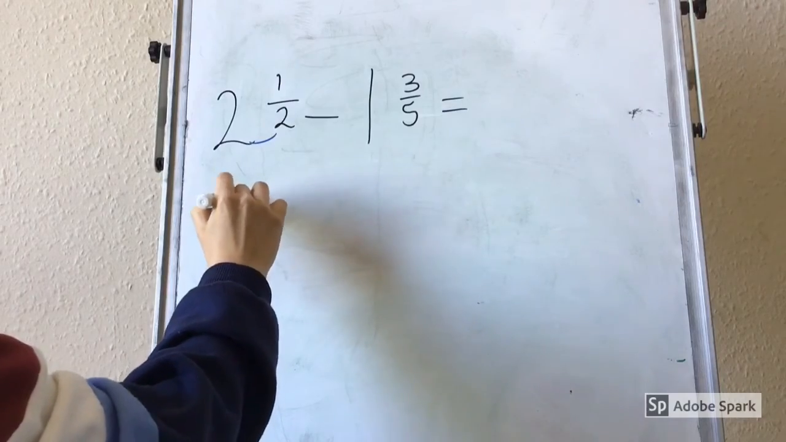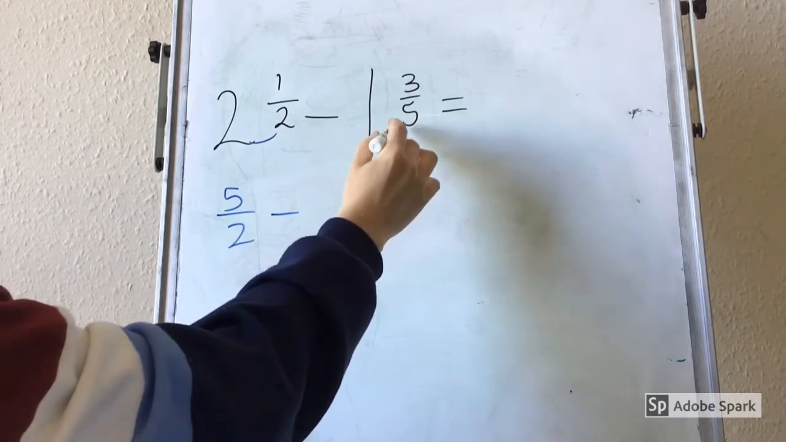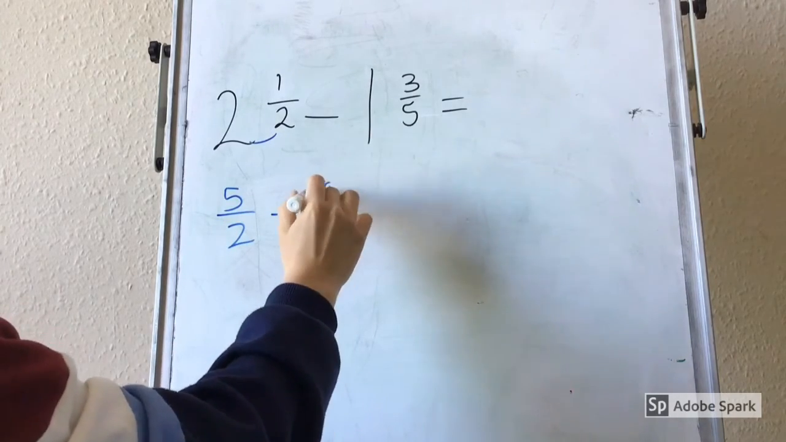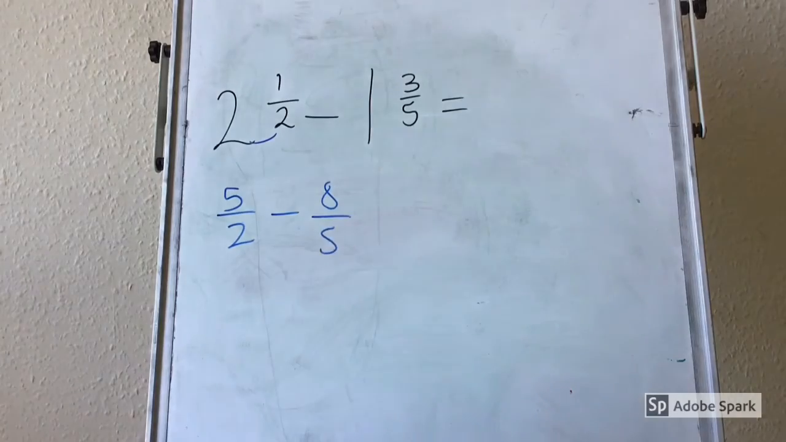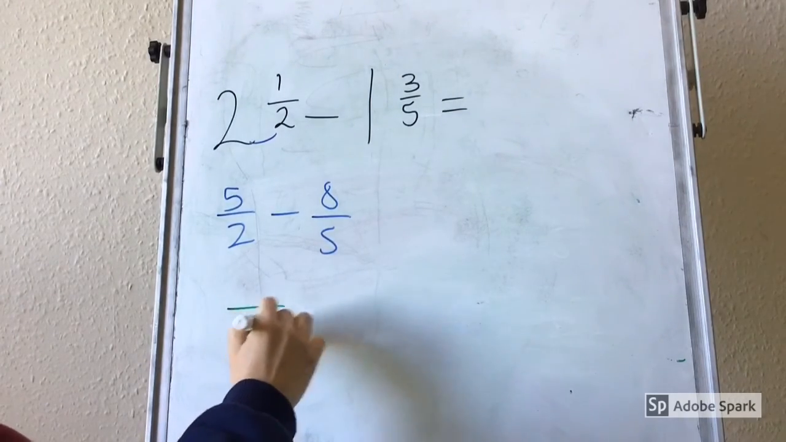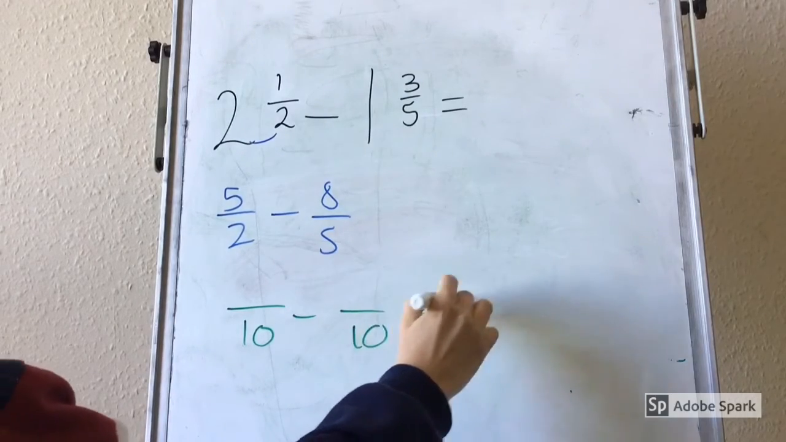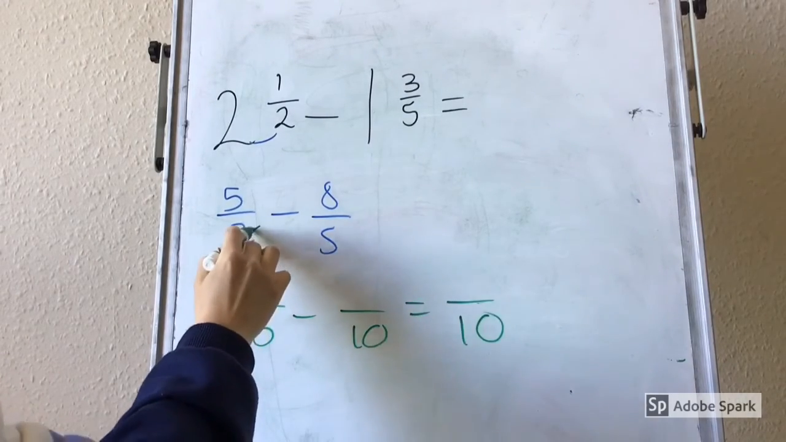When doing subtraction with mixed numbers, it's often best to convert them both into improper fractions, because here, although on the left our whole number is bigger, 2 is bigger than 1, our fraction is actually smaller. 1/2 is smaller than 3/5, so we'll not be able to do this without converting.